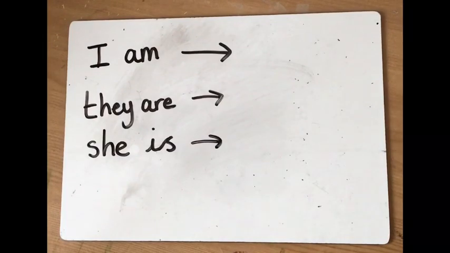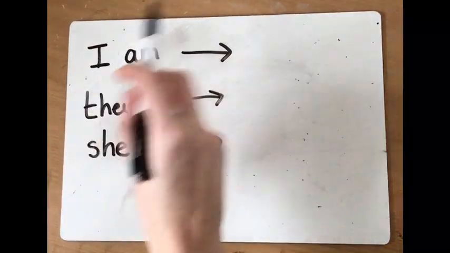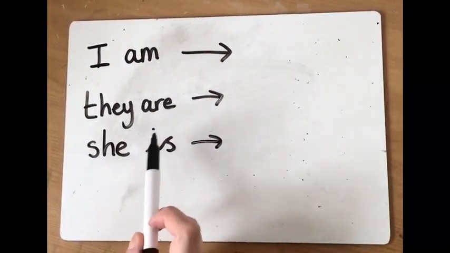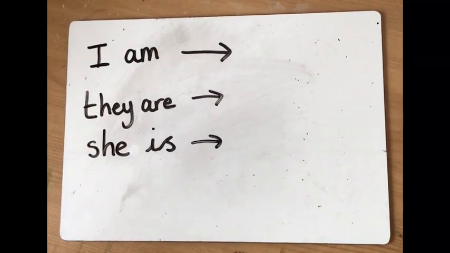Your turn. Can you copy out the words onto your paper, and can you draw your arrow and work out how to contract these words? So I am becomes, they are becomes, and she is becomes. And don't forget to add in your apostrophe. Pause your video, have a go, and press play when you're ready for the answers.